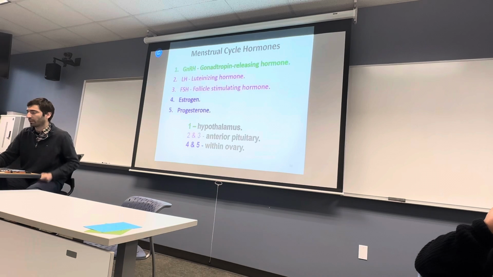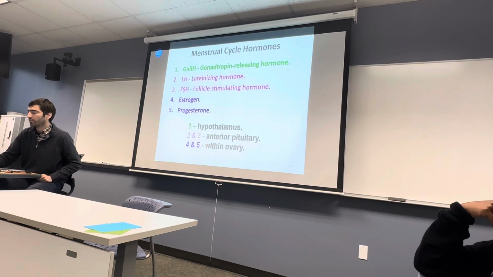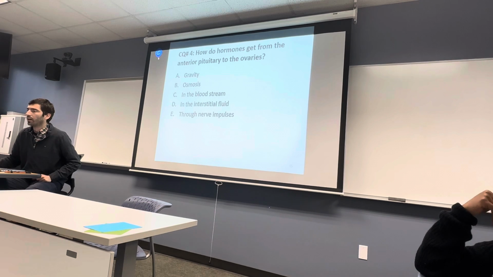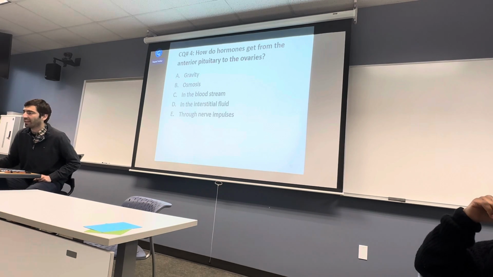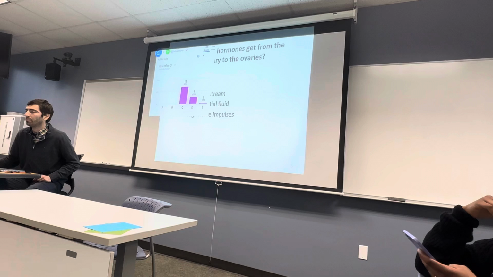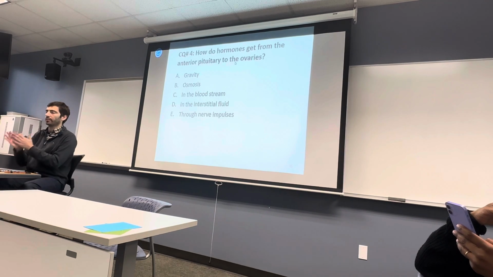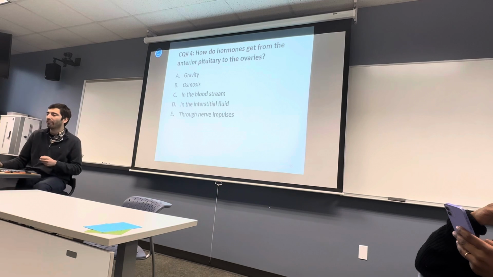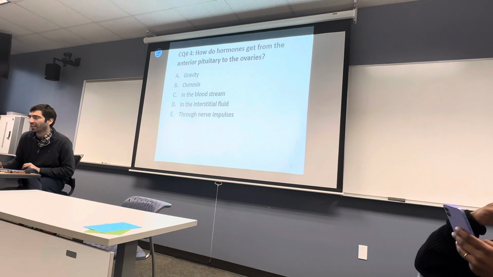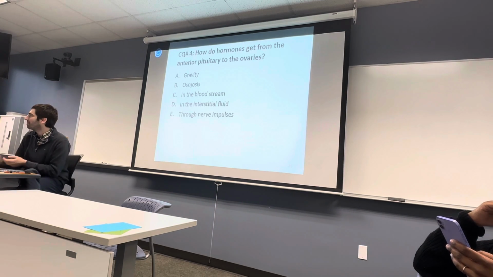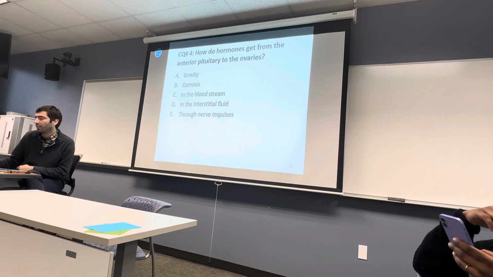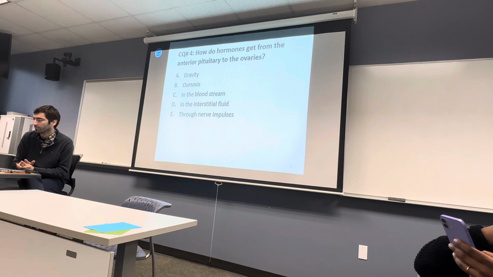On that topic of getting from the brain, the anterior pituitary, to the ovaries, let's ask how we might think they get there. How do hormones get from the anterior pituitary to the ovaries on iClicker here? Through gravity, because we're standing up a lot, through osmosis, through the bloodstream, through our interstitial fluid, or through nerve impulses? Through the blood, right, chemicals.